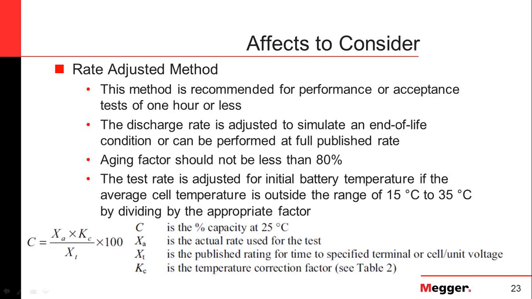And my calculation, you'll see it change a little bit. Instead of the temperature correction portion being in the divisor, being in the bottom portion, now it's on the top, where I have my actual rate, and instead of being time this time, now it's actually current, and then I have my published rating. Then I have my temperature correction, multiply that by 100, and that gives me my percent capacity.